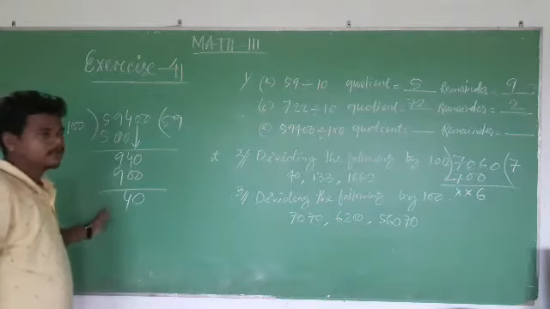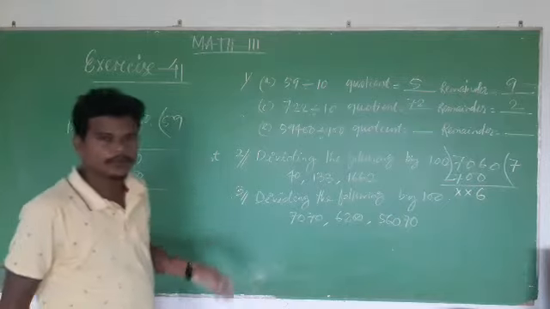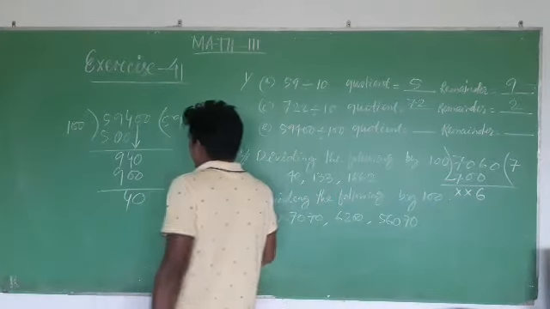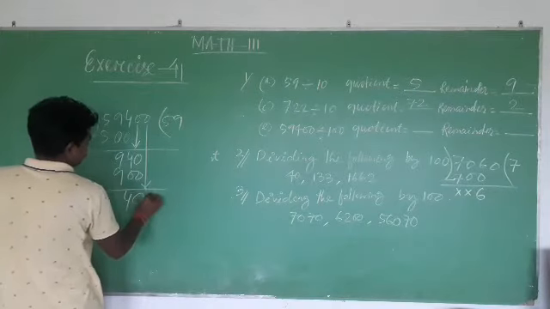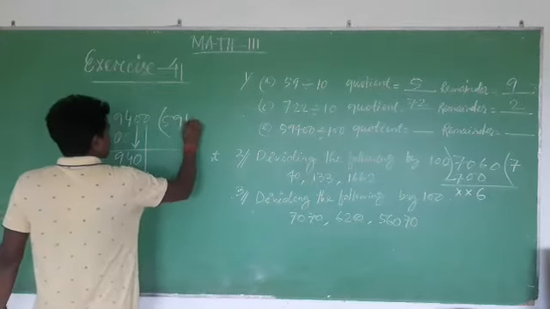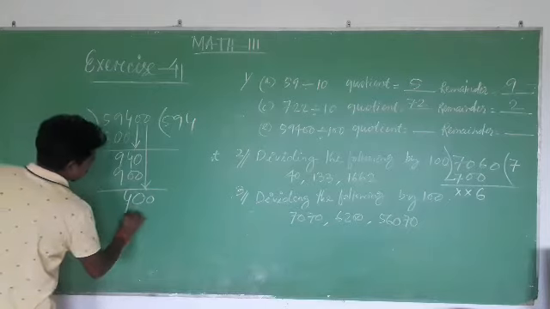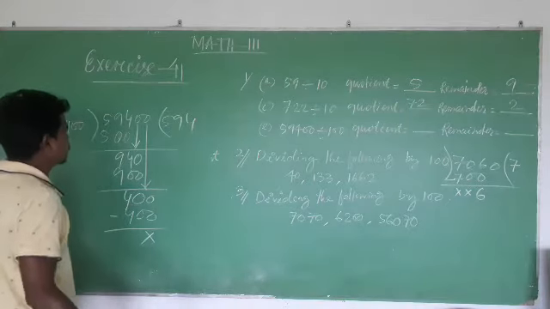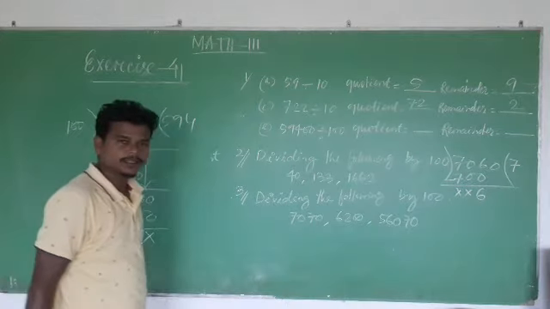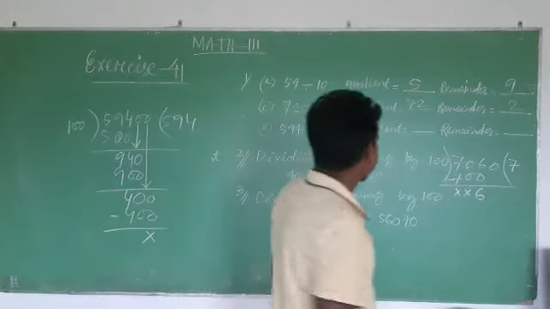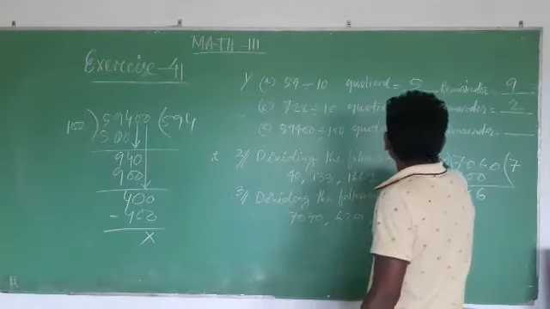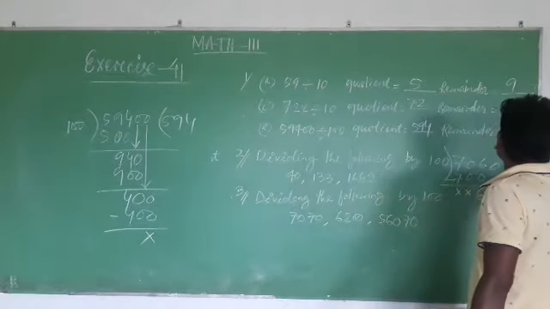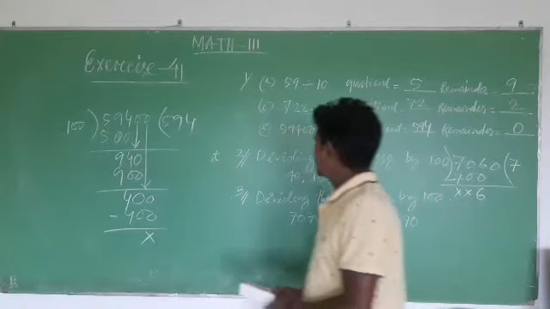The 0 left of the number, we have no need of it, because it is worth nothing. Now another 0 will come in here, becoming 400. 100 into 4 is 400. Now the remainder is nothing. That means the remainder is 0. So we can write 594 is my quotient and the remainder is 0.